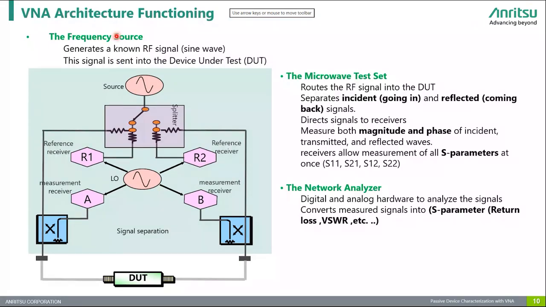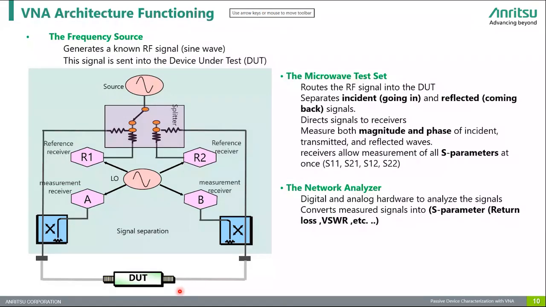The frequency source, where it all begins. The VNA generates a known RF signal, typically a sine wave, which is then fed into the DUT, the device under test. This signal acts as the stimulus for the measurement.